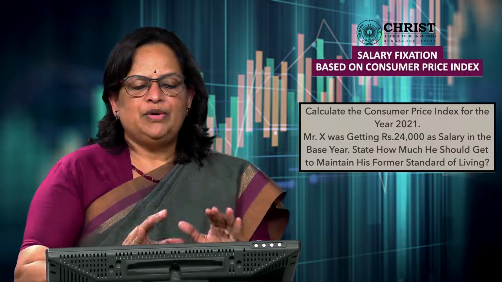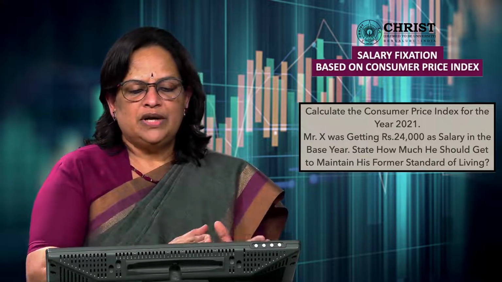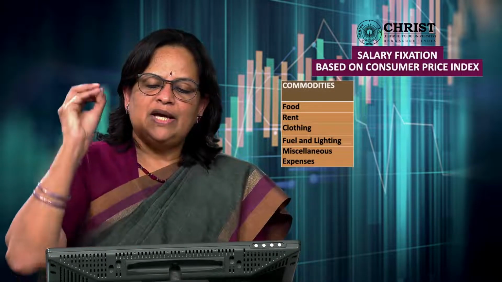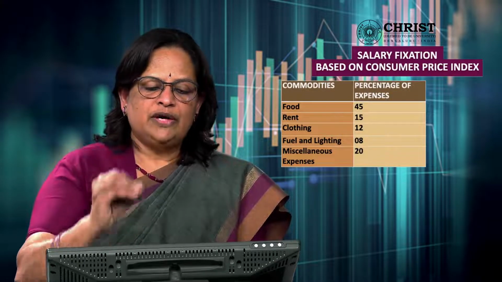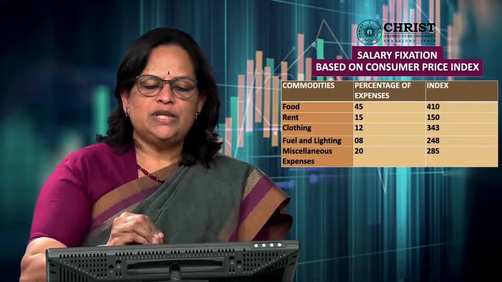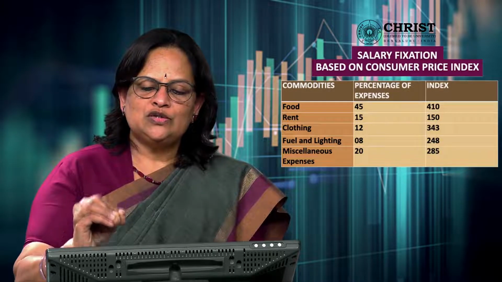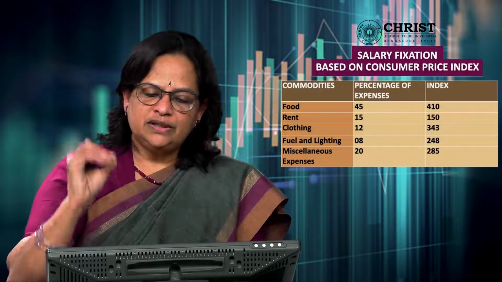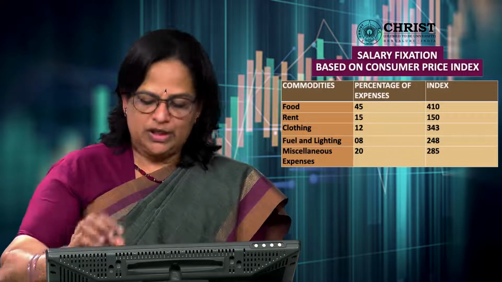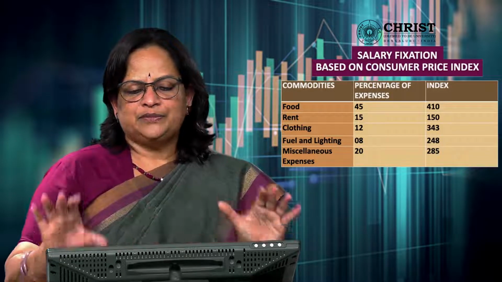First we will compute the problem. The commodities, the percentage expenses and the index values are given. The commodities are food, rent, clothing, fuel and lighting, and miscellaneous expenses. 45, 15, 12, 8 and 20 are the percentage of expenses, that means the weights, and the index values are 410, 150, 343, 248 and 285. Now we will see the computation.